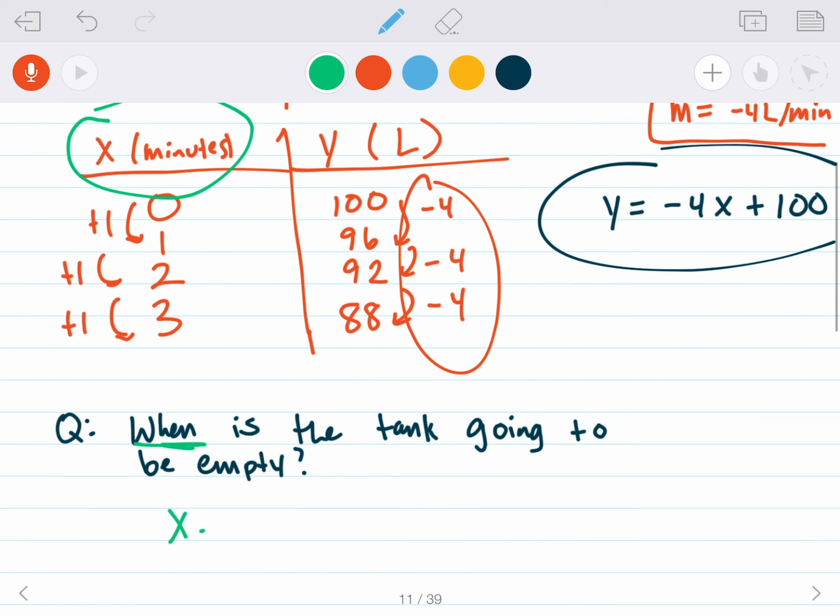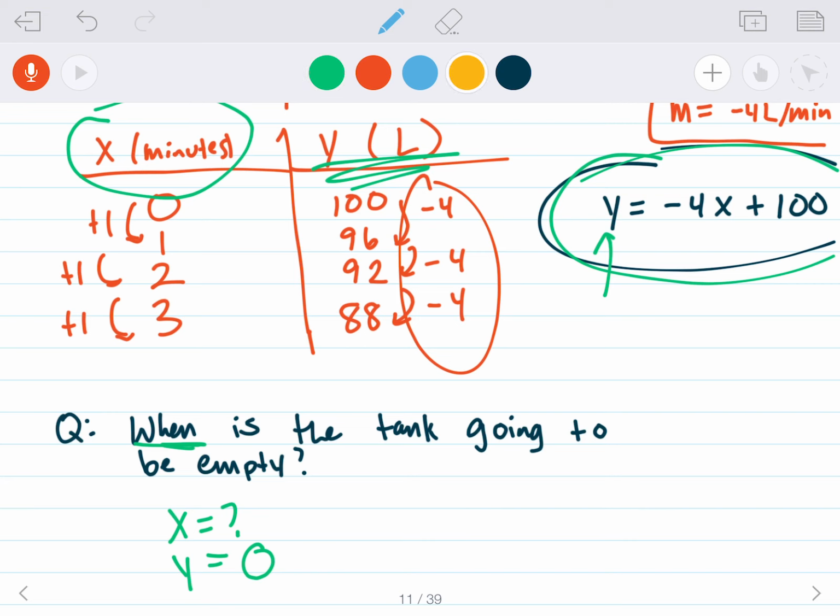So the question is, what is X when Y equals 0? Because Y is the amount of water that's in the tank. I'm trying to figure out when it's going to be empty, so I'm trying to figure out when Y equals 0. Now we have this awesome equation that can help us find exactly that. What I'm going to do is sub in 0 for Y, and I'm going to figure out what X is that way, because I'm only going to have one unknown when I do that. So let's go ahead and do it. Let's hammer it out. So when Y is equal to 0, let's plug in 0 for Y into my equation.